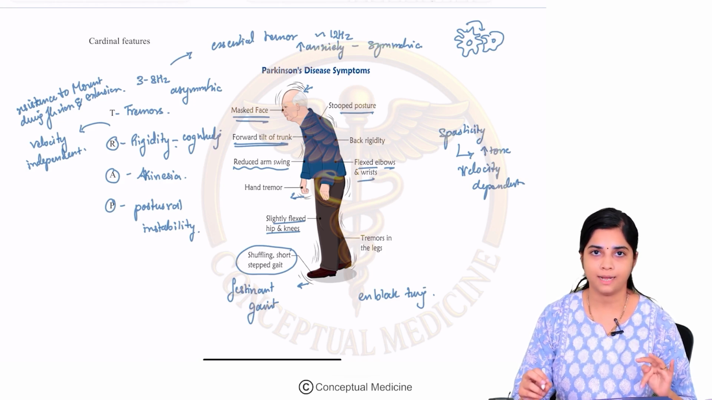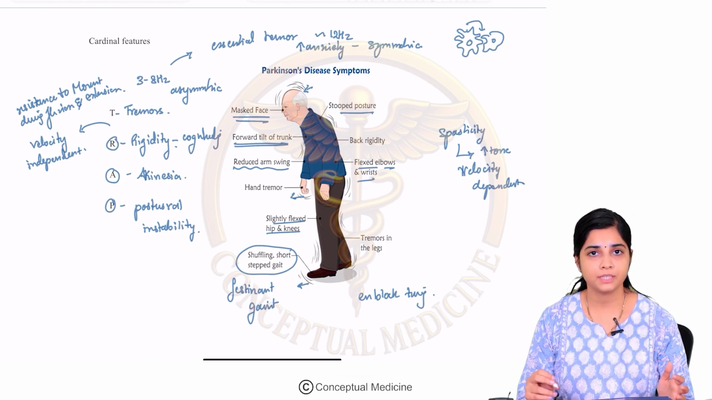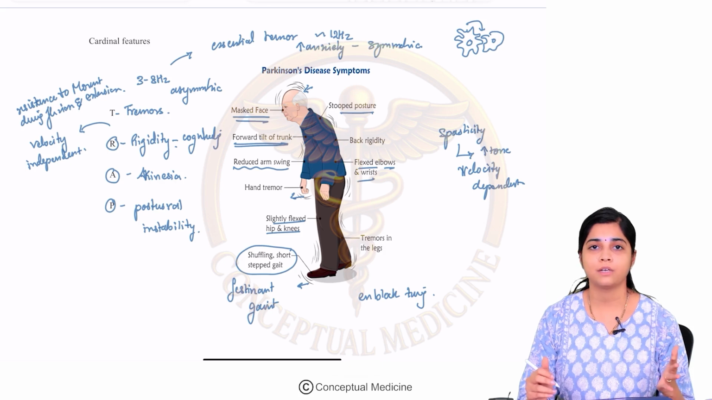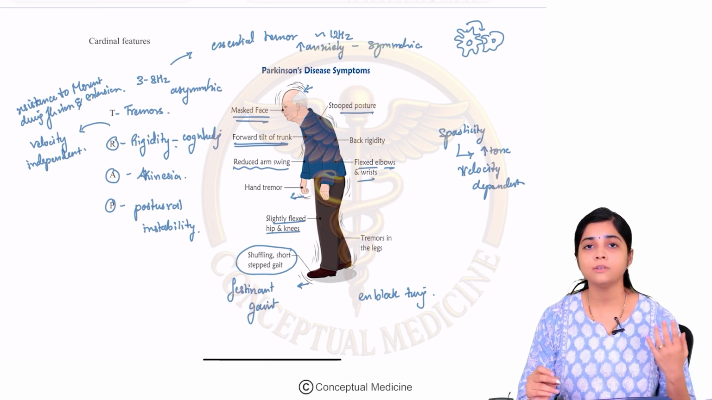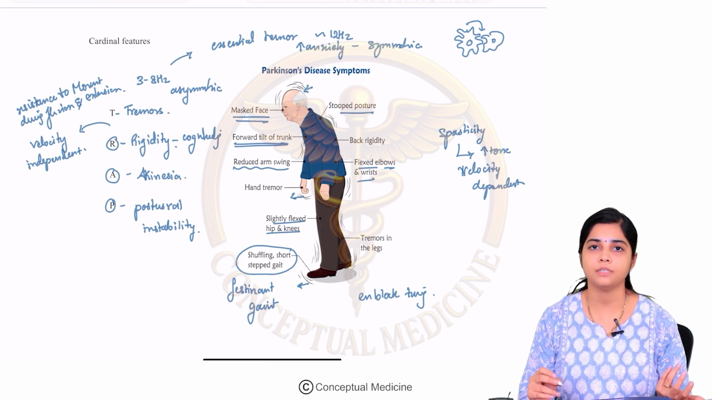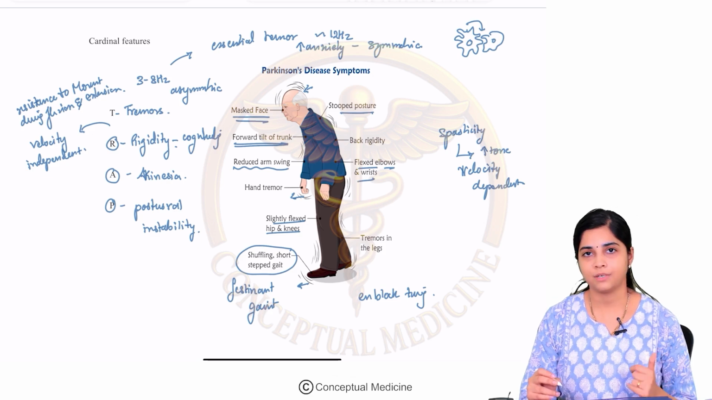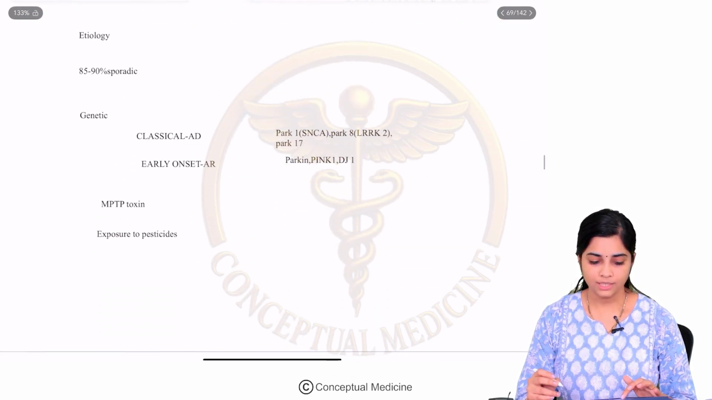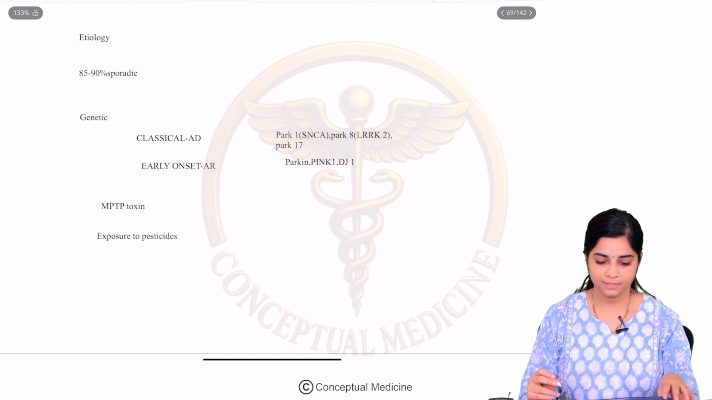Don't forget your TRAP. Okay, so postural instability basically means that they cannot hold a position for a long time, right? Also, Parkinson's disease patients can have autonomic dysfunction and postural hypotension, right? So this is about the cardinal features. Now, let us understand the etiology of Parkinson's disease.